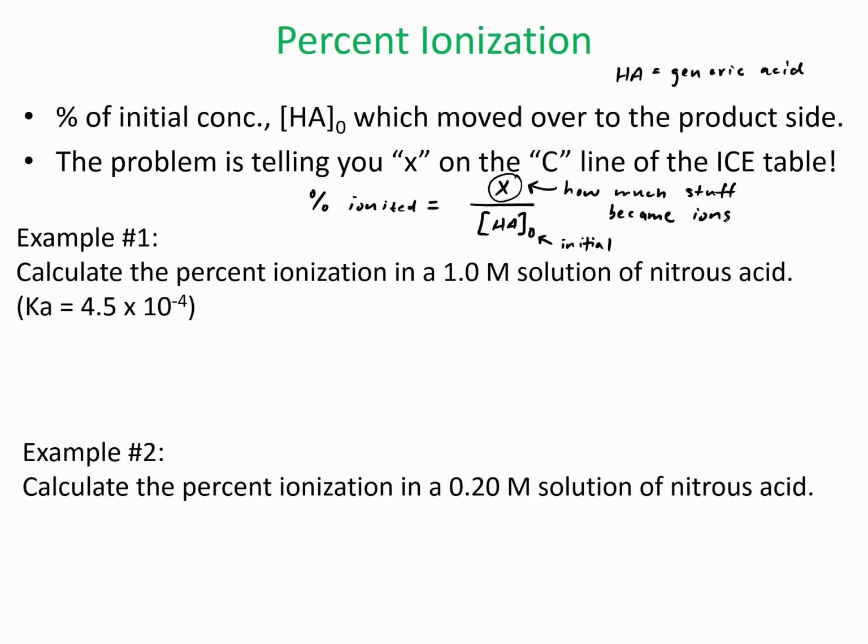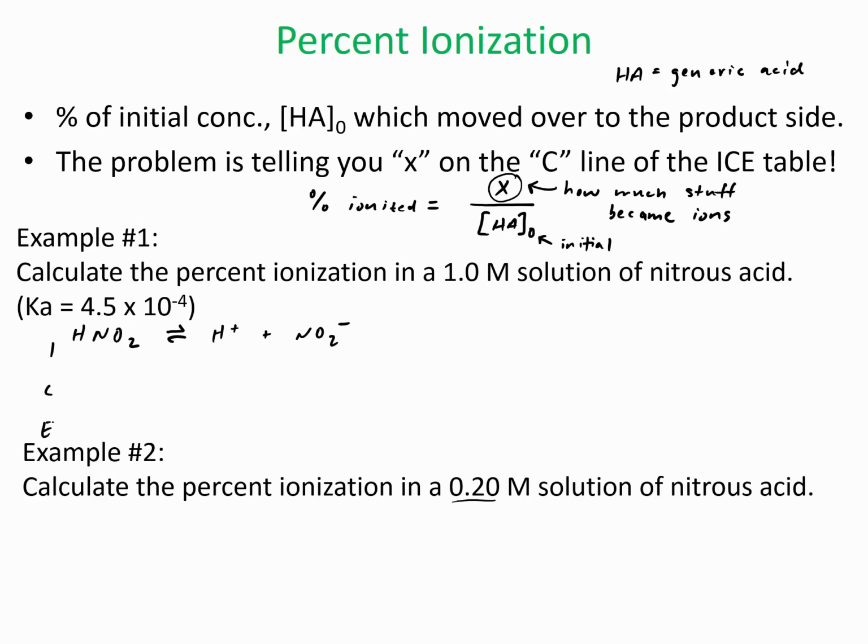So this problem here says calculate the percent ionization in a 1 molar solution of nitrous acid. And in example 2, it says calculate percent ionization in a 0.2 molar solution. So it got diluted in number 2. We'll take a look and compare the results real quick. Okay, so here's the problem. Nitrous acid is HNO2, H plus, NO2 minus.